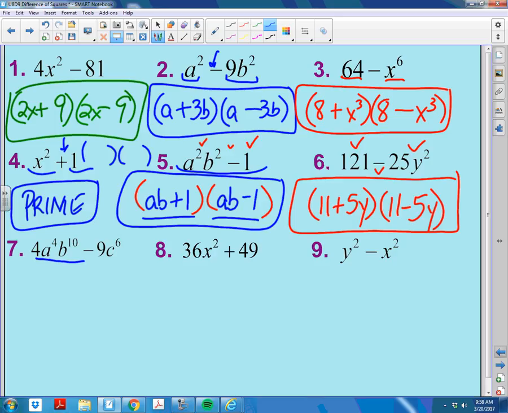If the exponents are even and the coefficient is a perfect square, and the same thing on the second one. So here we go. We do the parentheses, parentheses, addition, subtraction. What is the square root of 4a to the 4th, b to the 10th?